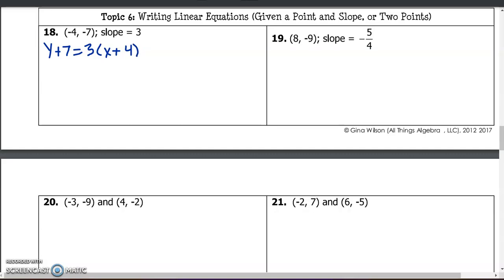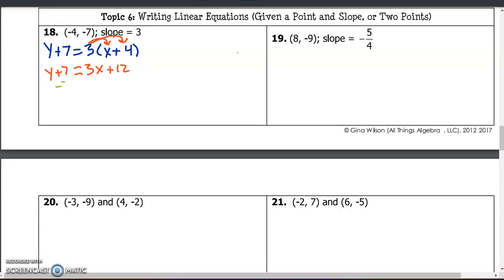Now my next step is to go ahead and distribute this. So I want to take this 3 and distribute it to each of these values. So that gives me 3x, and then 3 times 4 is 12, so +12. On the left side, we don't change anything yet. I only want to focus on one side at a time. So now my next step would be to get rid of that +7 that we see over there.